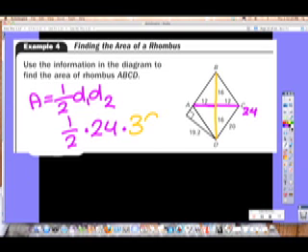So we've got 0.5 times 24 times 32. Not too bad. And we're finding areas, so that's square units. How many of you followed that one? Does that make sense? That's a new one that maybe you've never seen before. Has anybody seen that before? Have you seen any of that one? Okay.